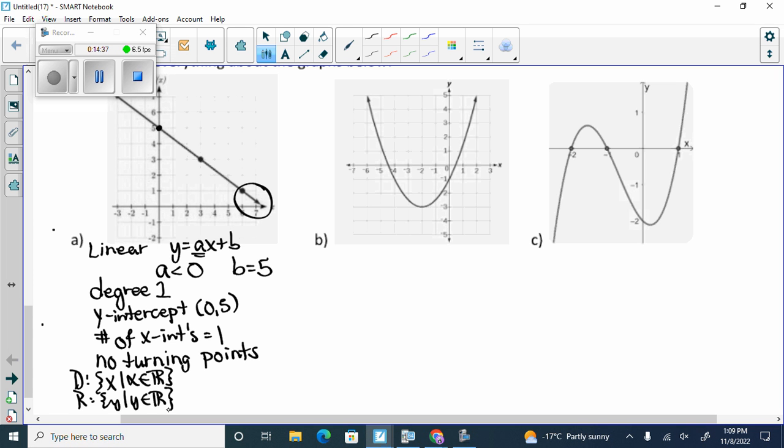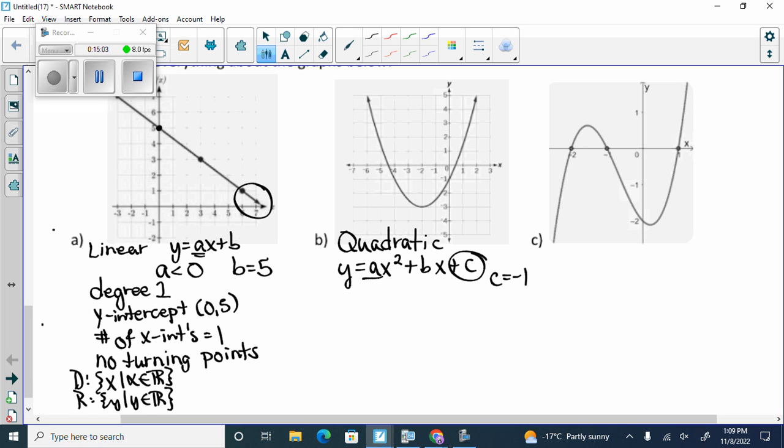What type of graph is B? It's a quadratic. It's grade 11. Linear was grade 10. Quadratic is in the form y equals ax squared plus bx plus c. What is my c? My y-intercept is -1.